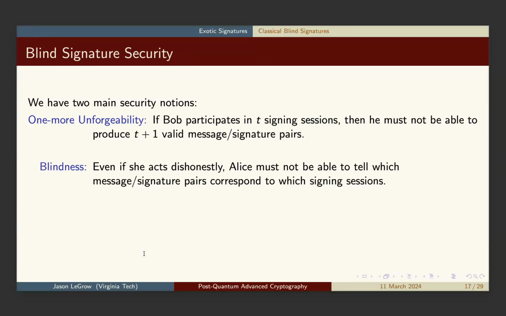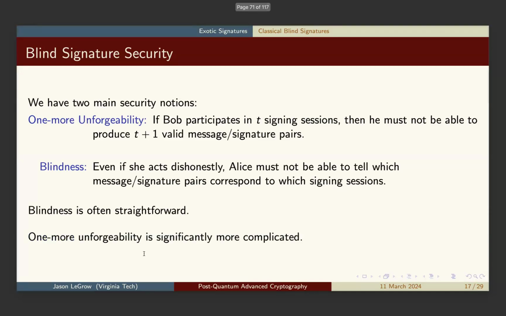But there's also a blindness notion where honest Bob must be protected against cheating Alice. Alice must not be able to tell which message signature pairs correspond to which sessions. Phrased differently, Alice must not be able to know which messages Bob has asked for signatures on. So that's the blindness idea. The blindness proof, if you look at the papers, it's always less than a page long, pretty easy. It's just some straightforward probability stuff.